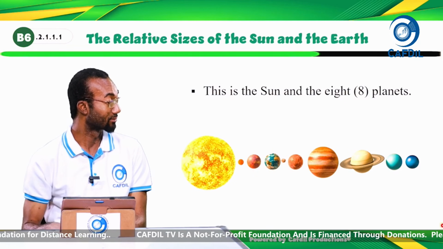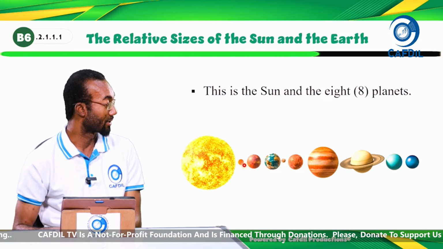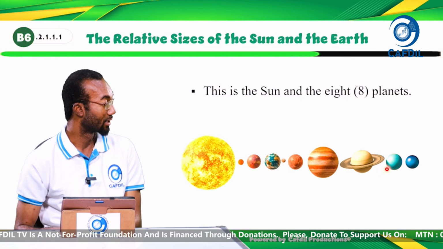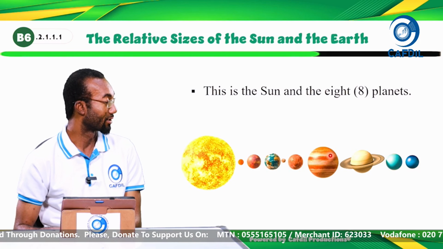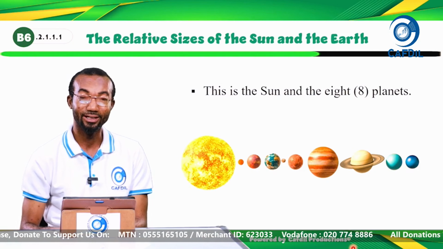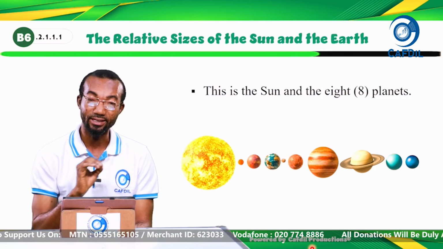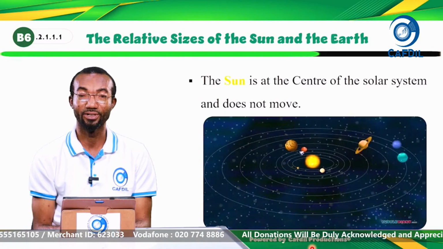This is the sun and the 8 planets. So this is the sun, and we have 8 planets here. You have Mercury, Venus, Earth, Mars, and then Jupiter, Saturn, Uranus, and Neptune. So these are the 8 planets with the sun.